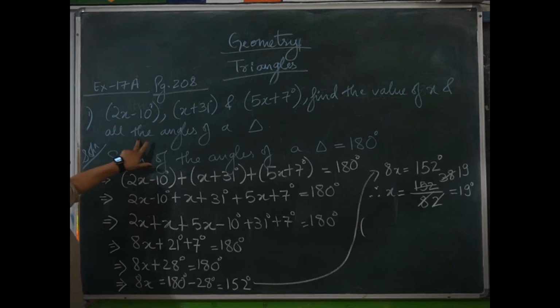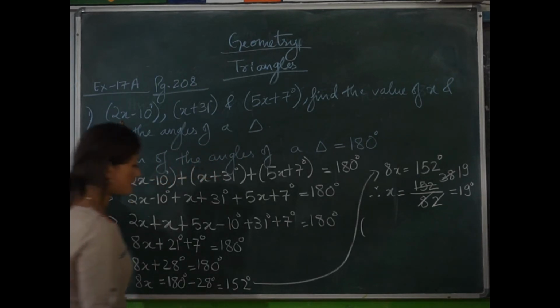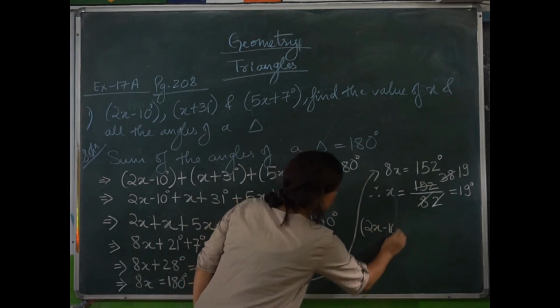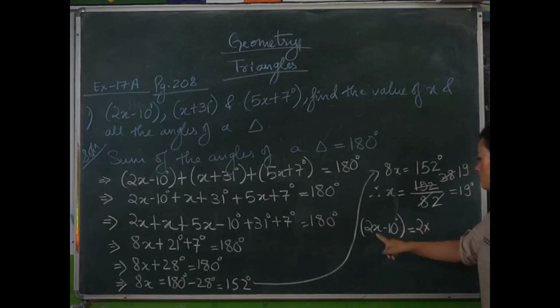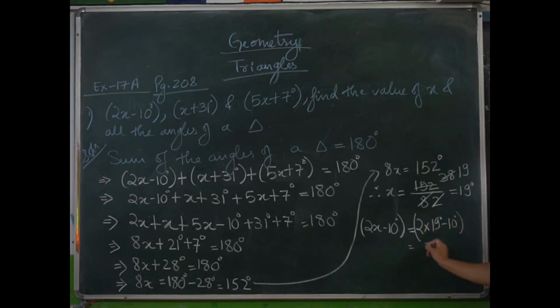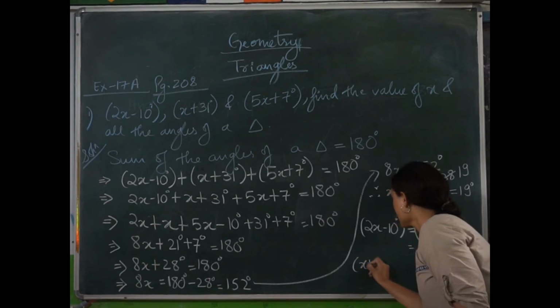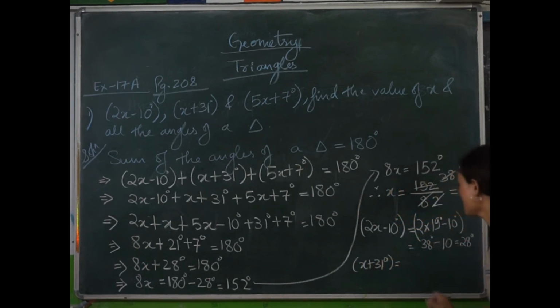Next the question says find all the angles of a triangle. So which are the angles? The first one is 2x minus 10 degree. Now we already know the value of x. So what we need to do is, we just need to put, instead of x, I'll write down 19 degree. Instead of x, 19 degree minus 10, which means 2 into 19 is 38 minus 10, which is your 28 degree.